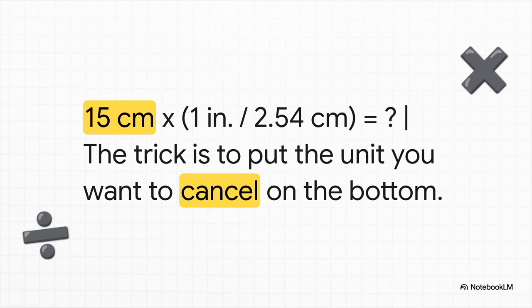Pay attention to how we set this up. We take our original number, 15 centimeters, and we multiply it by our conversion factor, but we write it as a fraction. And here's the secret sauce. You always, always put the unit you want to get rid of, in this case, centimeters, on the bottom of that fraction. That's the whole trick.